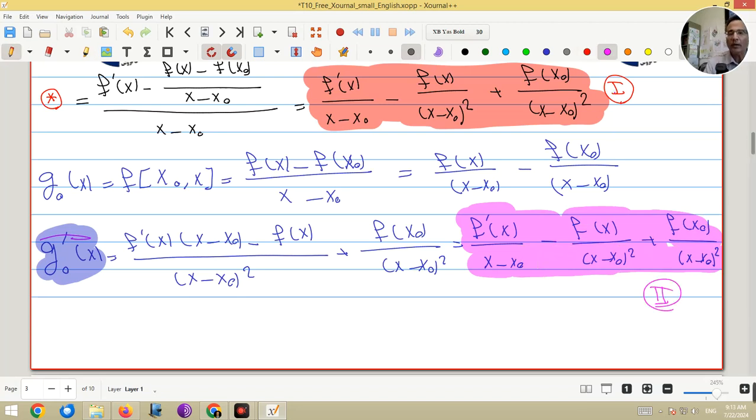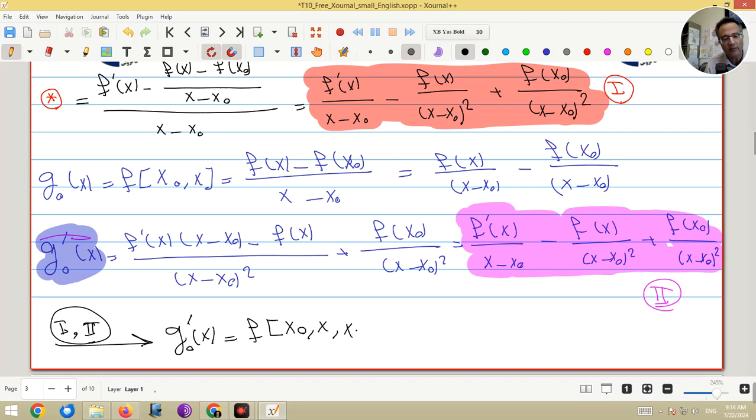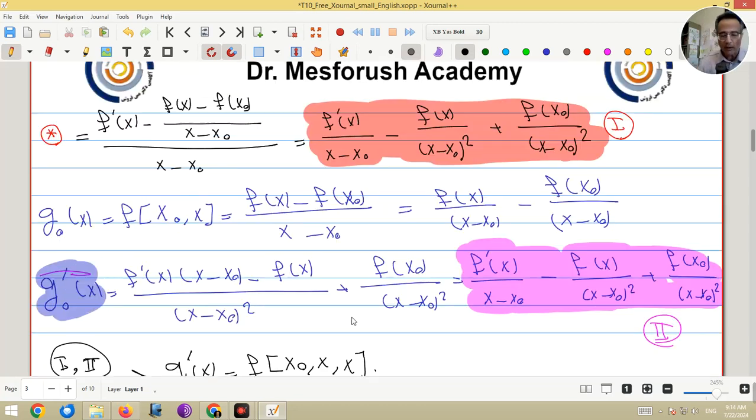Now compare 1 and 2. The left hand sides of the two equalities are equal, so the right hand sides should be equal. So if I compare the first and second equality, it gives that g prime 0 of x is equal to f of x0, x and x. In fact, this is true for i equal to 0.